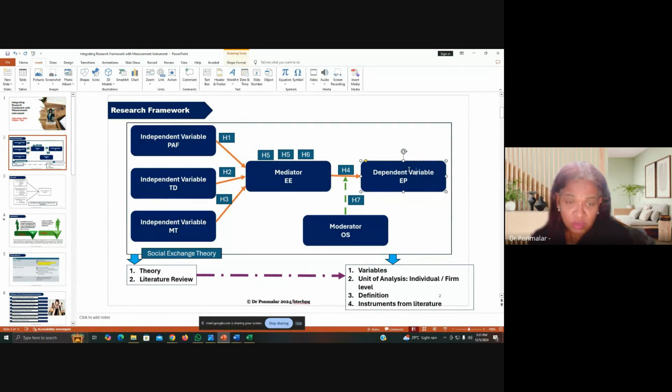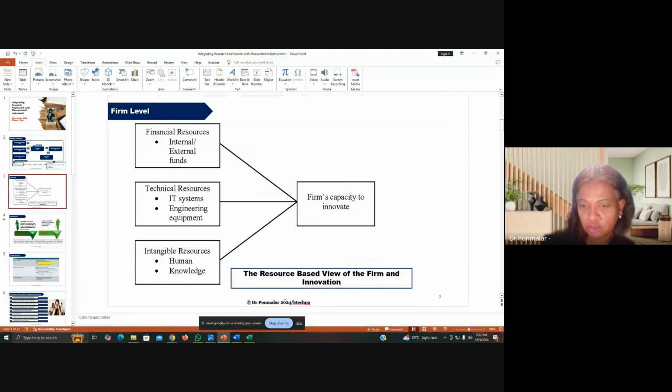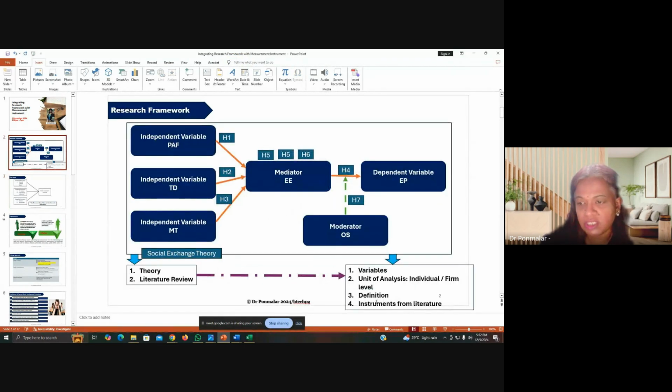We cannot do that. Okay, so make sure you revisit your framework and check the unit of analysis, and the unit of analysis doesn't start in chapter 3. It actually starts from the time you are trying to do your framework. Okay, that's one thing. And second, also check your theory. Is your theory a firm level theory or an individual level theory? You have to also check on that. Make sure it matches your unit of analysis. So you can't use resource-based theory, but say your unit of analysis is individual. It's going to be a major correction later.